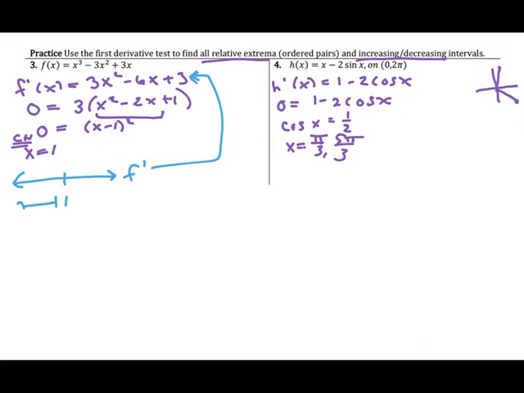If I plug 0 in here, I'm getting 0 minus 0 plus 3. So that is a positive number. Then I need something larger than 1. If I plug in something like 2, I'm getting 3 times 2 squared, so 3 times 4 is 12, minus 6 times 2, 12 minus 12 plus 3. That's also going to be a positive value. Now that I have my sign chart, I can talk about the behavior and the extrema of our function.